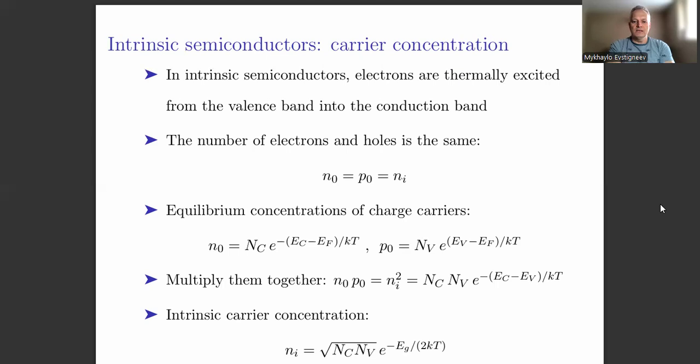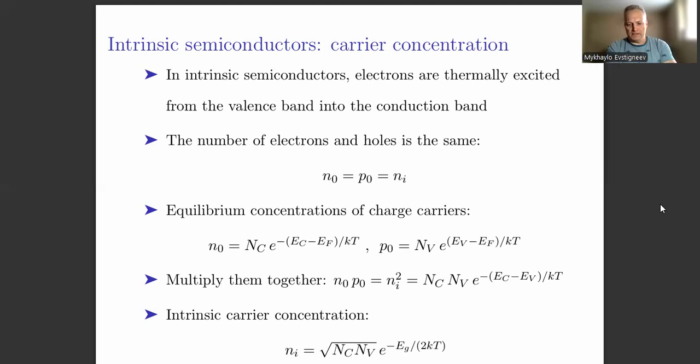And for this reason, the carrier concentrations for electrons and for holes are the same, n₀ equals p₀. N for negative electrons, P for positive holes. The subscript 0 signals thermal equilibrium. Since both types of charge carriers have the same concentration, there is a special symbol used for electron-hole concentration in intrinsic semiconductors. It is n_i. N stands for concentration. Here, i stands for intrinsic.